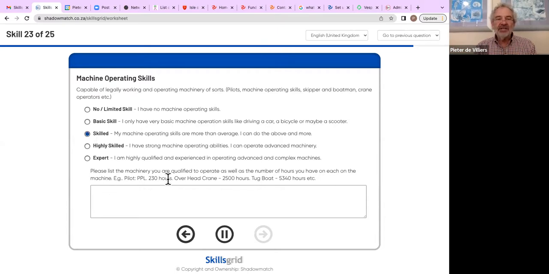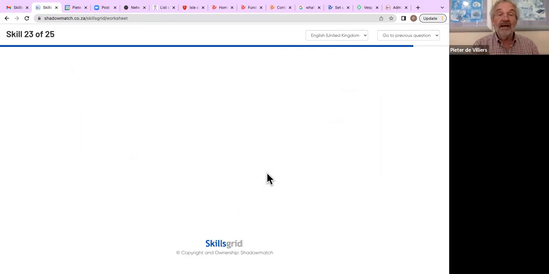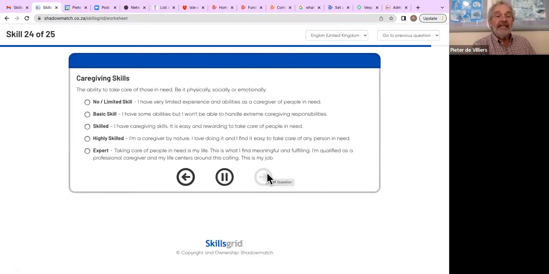Please list the machinery you are qualified to operate, as well as the number of hours you have on each of the machines. Example, pilot PPL license 230 hours, overhead crane 2,500 hours, whatever it might be. So we want to know the facts. And for all these heavy registered machinery, you obviously need a logbook, and you must be able to present the logbook once we want to have a look at it. And then caregiving skills, to take care of people in need of caretaking.